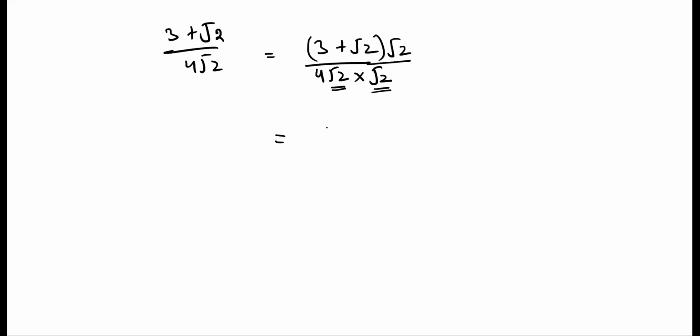So you will find that this root 2 when multiplied with root 2 you will get 2, and 2 multiplied by 4 you will get 8. And when this is multiplied with this one, you will get 3 root 2. And when this is multiplied with root 2 you will get 2. This is the answer. Done? Yes, I already wrote that. You get the same answer.